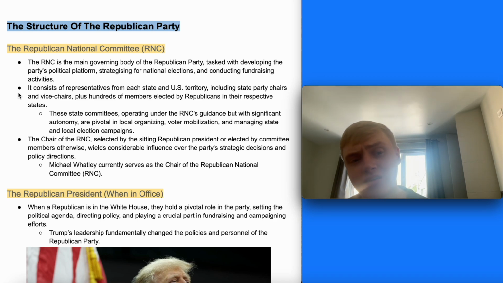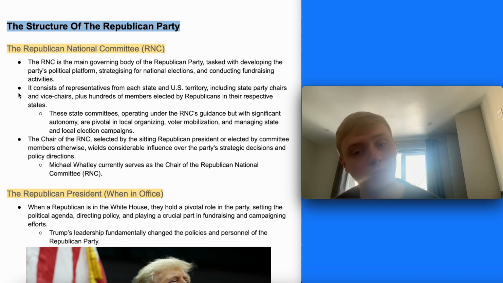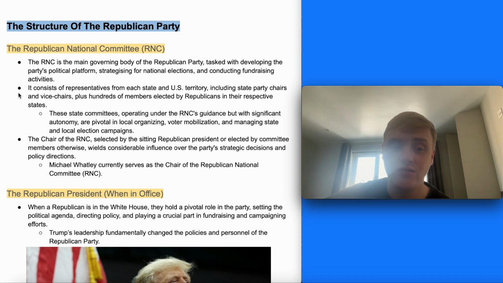The chair of the RNC is selected by the sitting Republican president or elected by committee members otherwise, and wields considerable influence over the party's strategic decisions and policy directions. Michael Whatley currently serves as the chair of the Republican National Committee. By far the most important figure in directing Republican Party policy, though, is the president when they're in office.